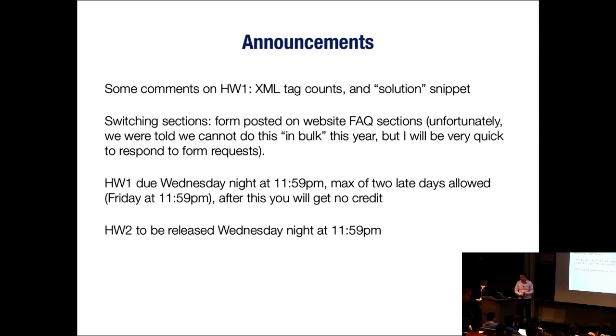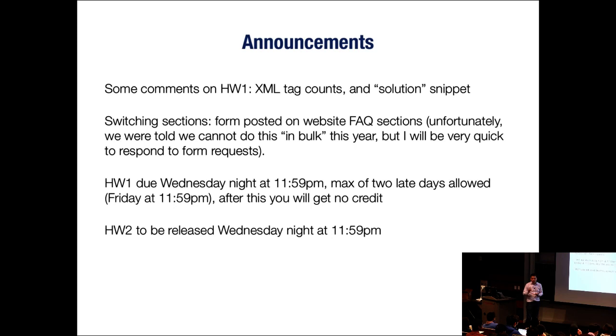I got a few comments about this, so I tried to do this in a more organized way. In the past, we've somehow been able to, but this year we were basically told that we cannot do anything other than have people fill out course section switch or add drop forms. So what you have to do is, there's a link on the website now, in the frequently asked questions section, to the relevant form. Download that if you want to switch sections.